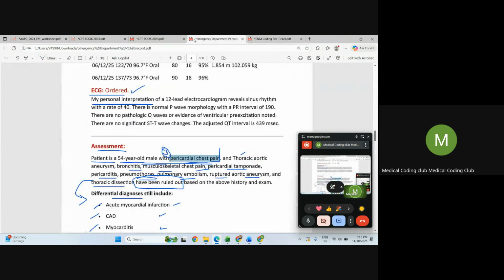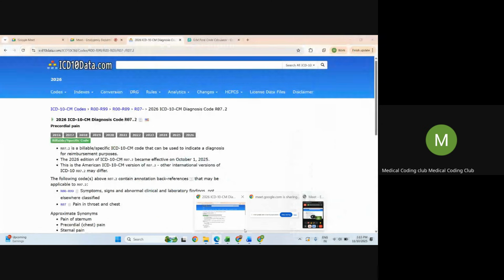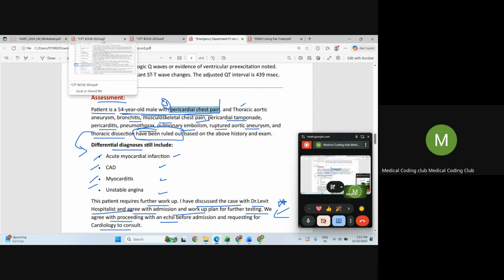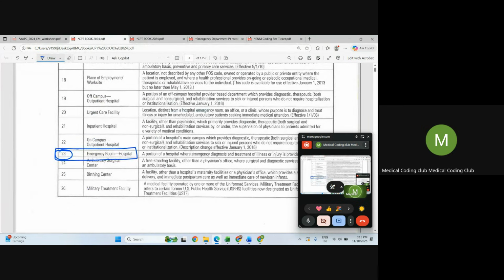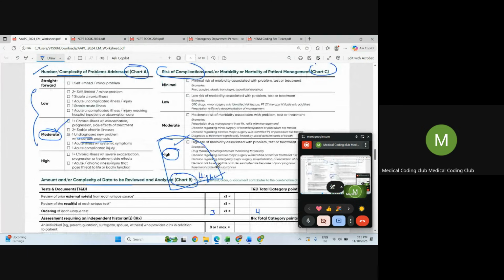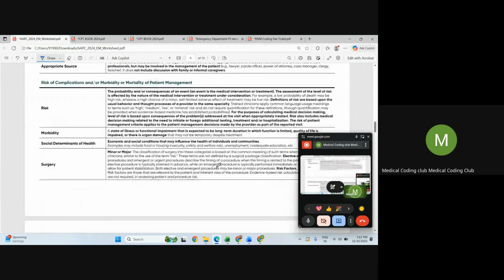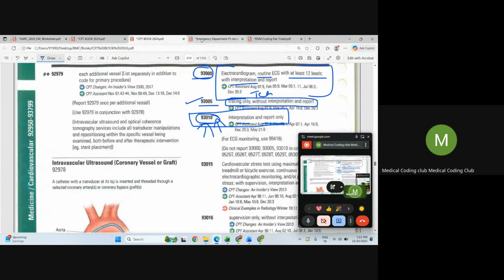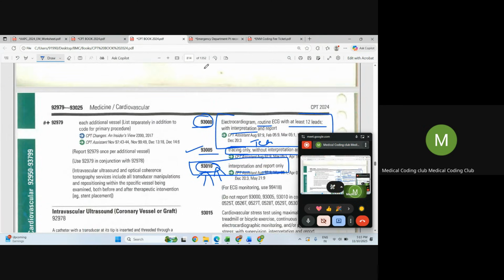I don't have enough time to put everything in the PPT, so I have discussed it live. I have shown you how to get the codes and everything, the MDM, the decision, everything is here. If you have not understood any particular point regarding MDM, please go back and check my old videos regarding MDM. I have explained all the MDM tables.